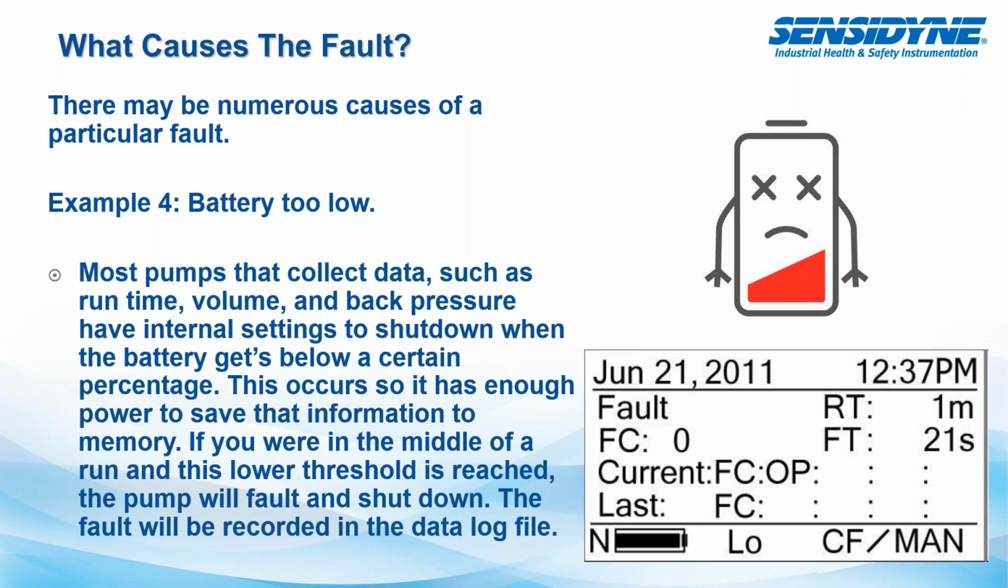As mentioned earlier, another common fault is that the battery is too low. I often get questions like, hey, I charged my pump overnight, or I charged it for multiple days. I took it off, I went to use it, and it said it was full, but it only ran for 4 hours and then shut down. A couple things could cause that to occur. One, the runtime, volume, and back pressure have internal settings to shut down when the battery gets below a certain percentage. This occurs so there's enough power to save the information into the memory. If you were in the middle of a run and this lower threshold is reached, the pump will fault and shut down. The fault will be recorded in the data log file if you have a data log pump.